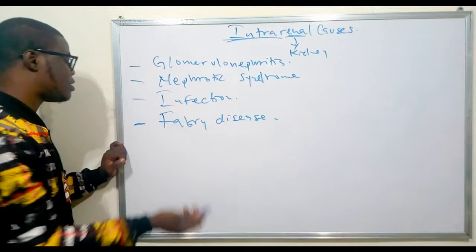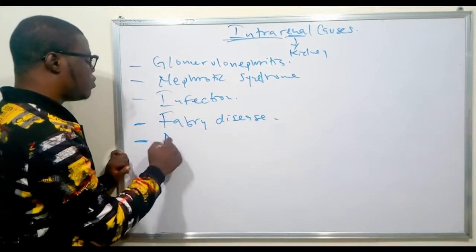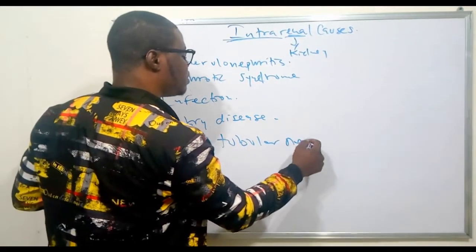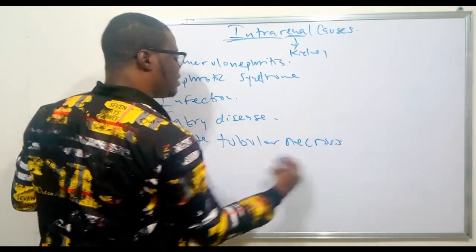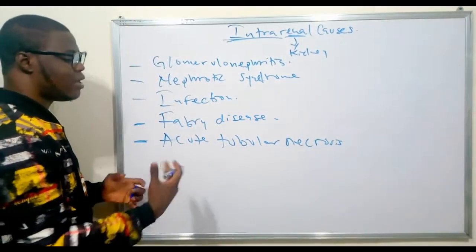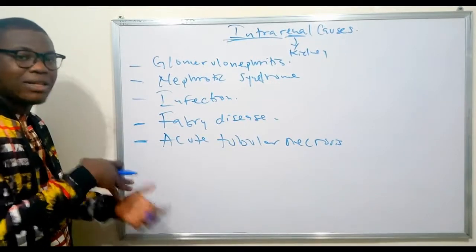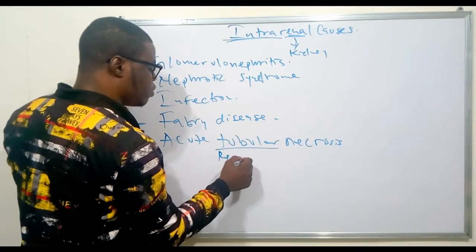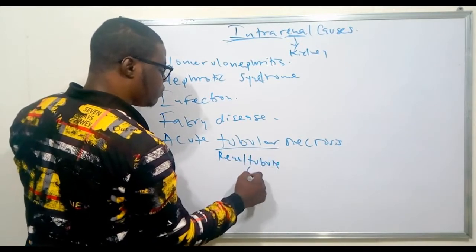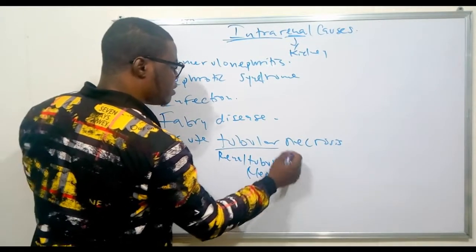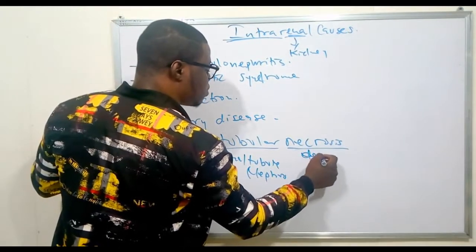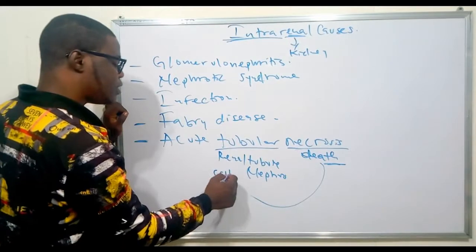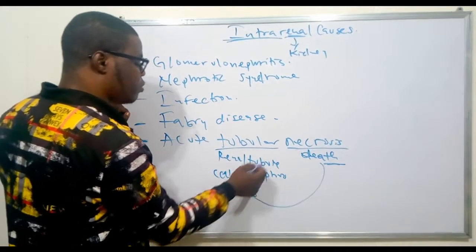So other things such as acute tubular necrosis. For this acute tubular necrosis, it is what really affects the kidney, causing renal failure. If you say tubular, it's referring to the renal tubule of the nephron. If you say necrosis, it originates from the word necros, which means death. So death of the what? Of the cells of the renal tubule of the nephron.